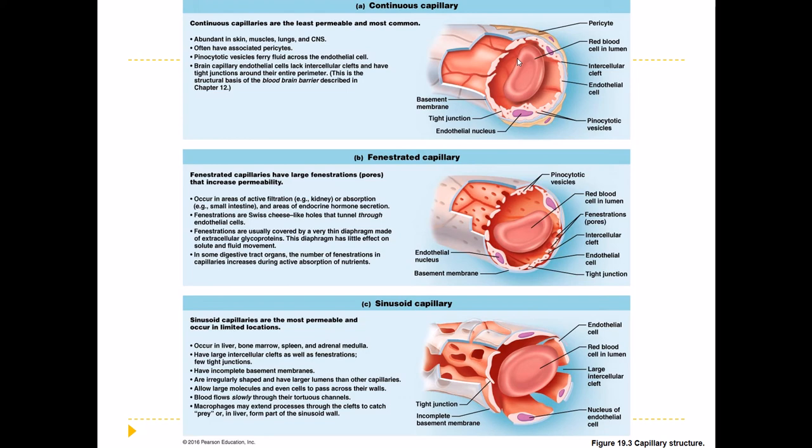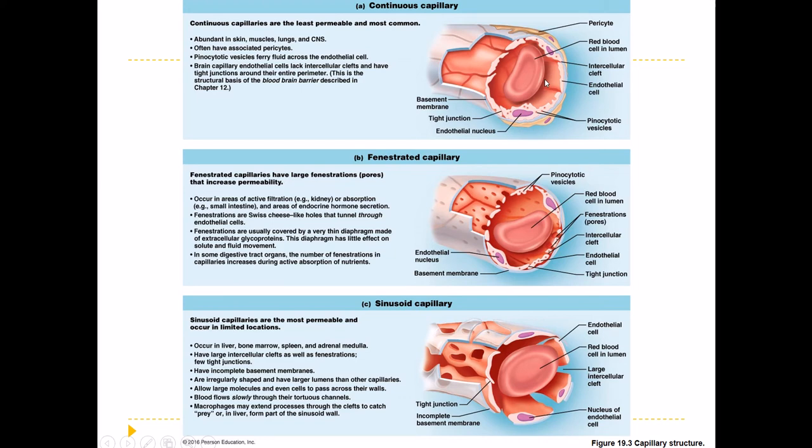The continuous capillaries are the most common of the capillaries that we find. We find them in our skin, the muscles, lungs, nervous system, all over the place. They will often have very tight junctions between the cells, and so whilst things will move in and out of it through these exchange processes that we'll talk about a little bit later, it's not as easy with the continuous capillaries as it is with some of the others.